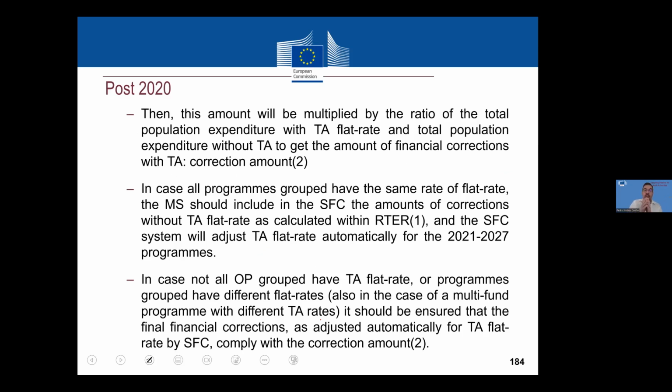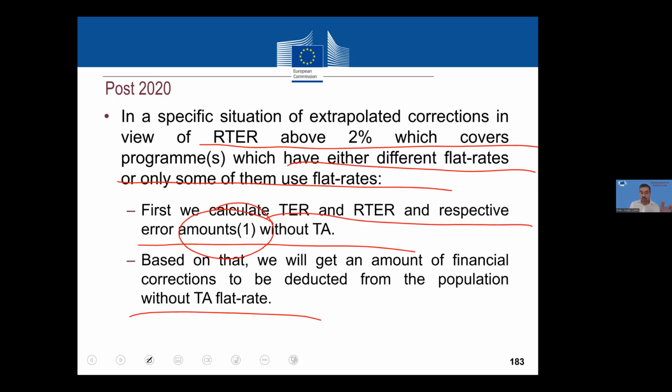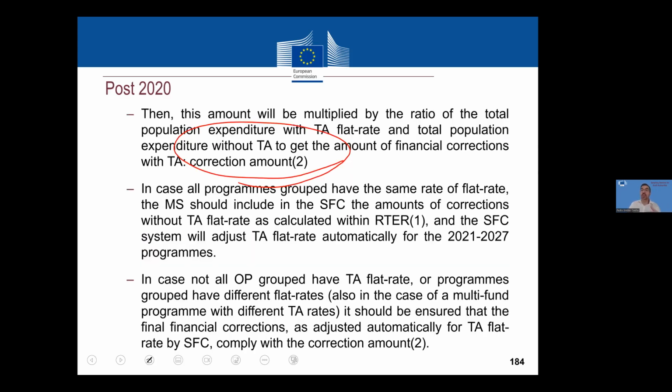And this amount will be multiplied by the ratio of the total population expenditure with the technical assistance flat rate and the total population expenditure without the technical assistance flat rate. So we implement a correction on the correction amount, and let me call this correction amount the correction amount 2. So the amount 1 is without considering the technical assistance. The amount 2 is after considering the enlargement, the amplification for the technical assistance.